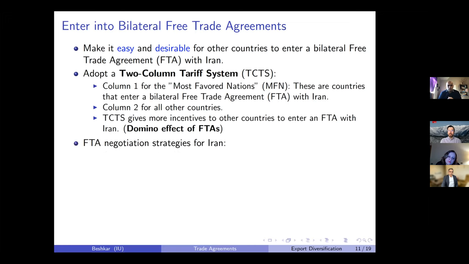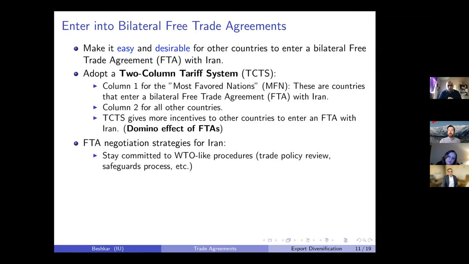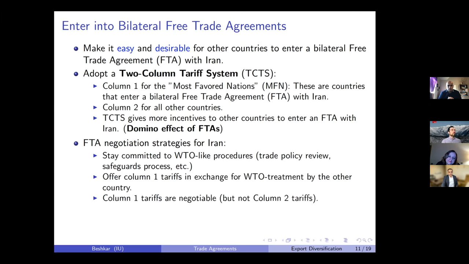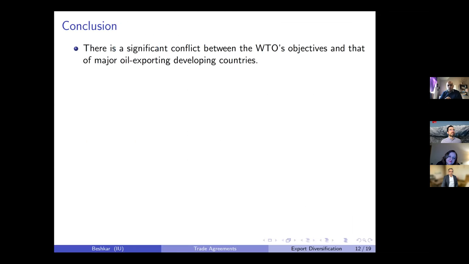And there are negotiation strategies that Iran can adopt. They have to really stay committed to WTO-like procedures. Just act like a WTO member and negotiate your column one tariffs, your MFN tariffs, but keep your other tariffs non-negotiable. So in conclusion, I think I have two main conclusions here.